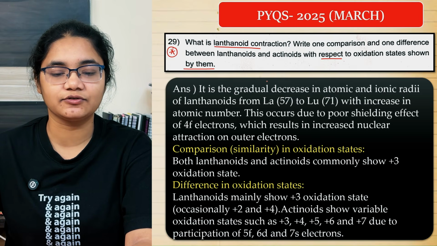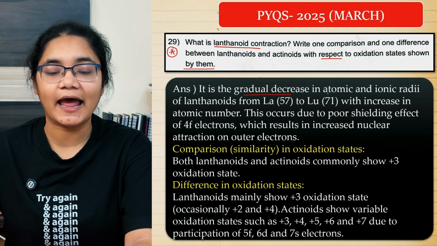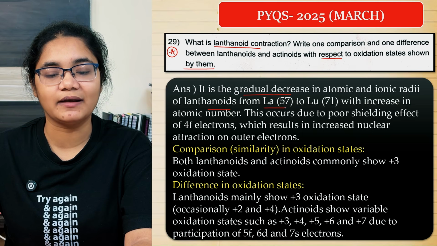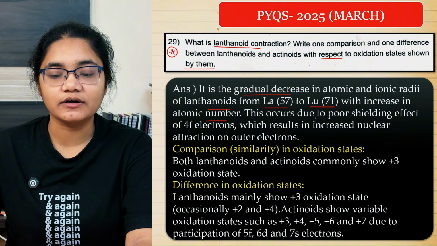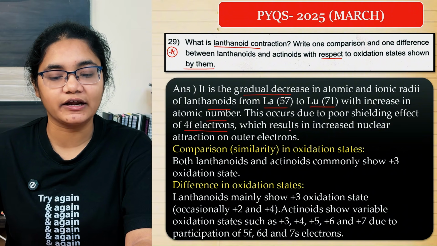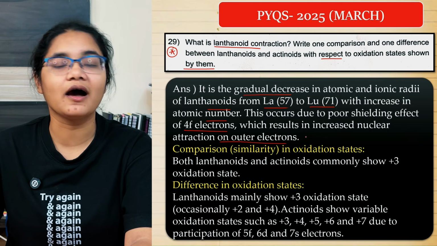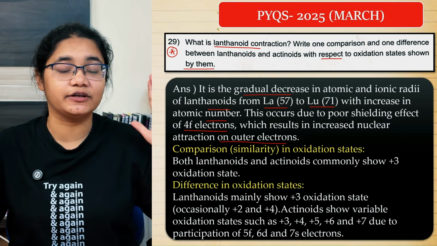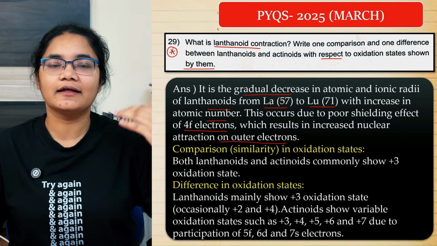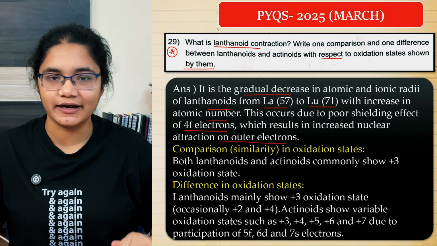So let's see first of all what is lanthanoid contraction. It is the gradual decrease in the atomic and ionic radii of the lanthanides from lanthanum to lutetium with the increase in atomic number. This occurs due to the poor shielding of 4f electrons, which results in the increased nuclear charge or nuclear attraction on the outer electrons. So the size decreases very steadily, and that is due to the poor shielding effect of 4f orbitals. This is called lanthanoid contraction.